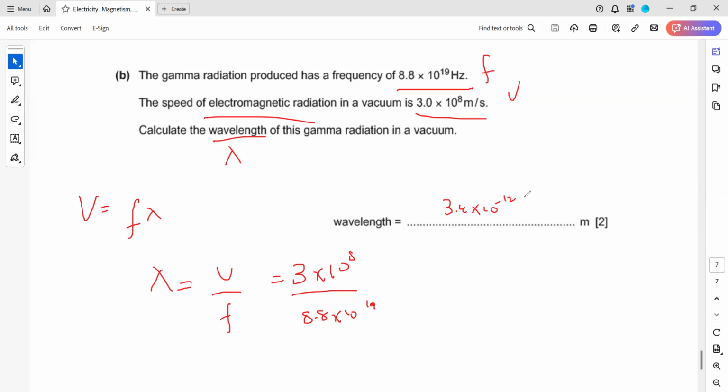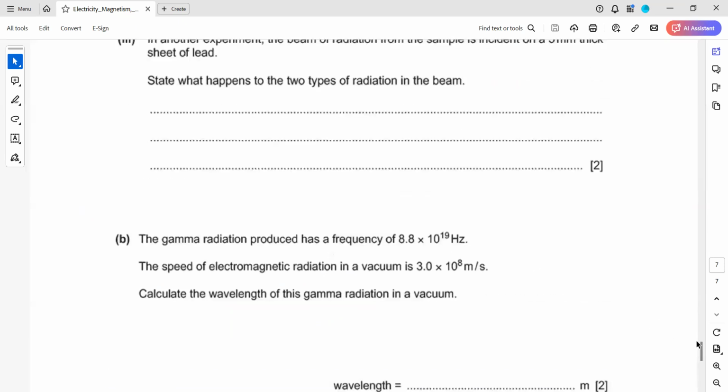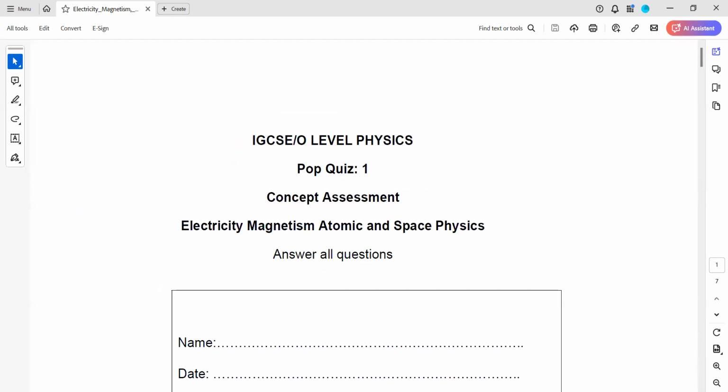meters. And it should be a very small wavelength, because if you check the electromagnetic spectrum, gamma has the highest frequency and the shortest wavelength. So the wavelength of gamma is shorter than any other in the spectrum. So this was a pop quiz related to space physics, atomic physics, and electricity and magnetism.